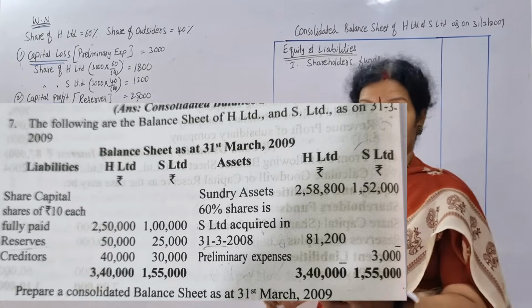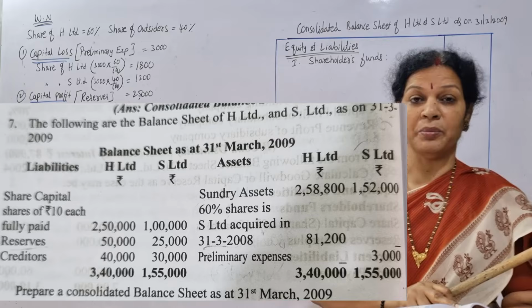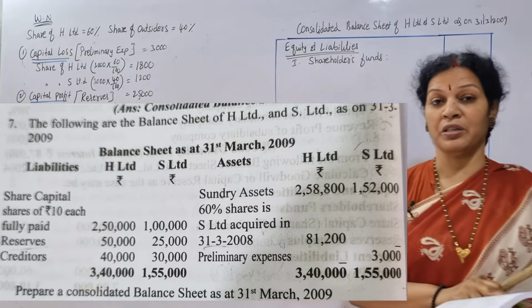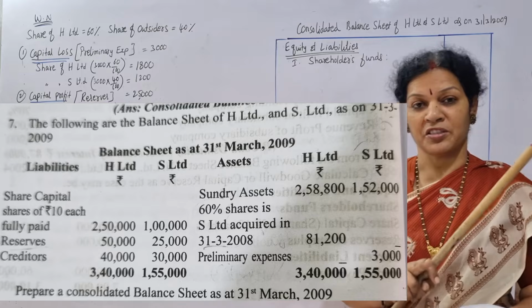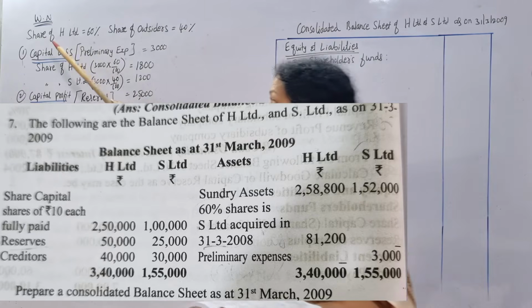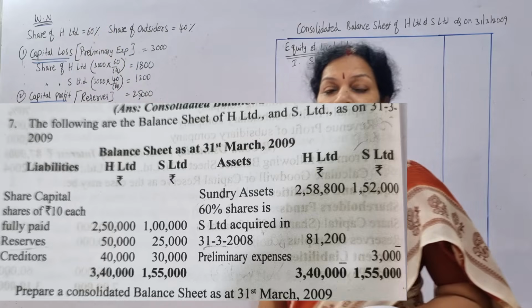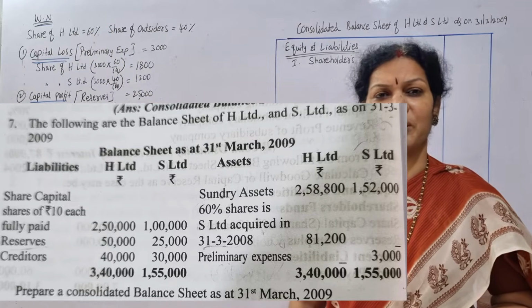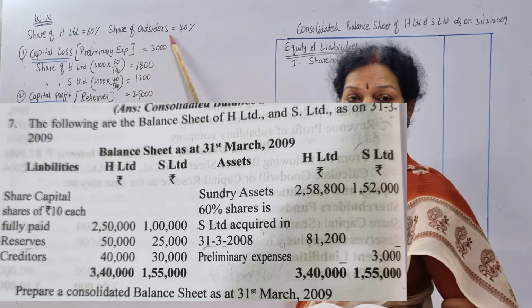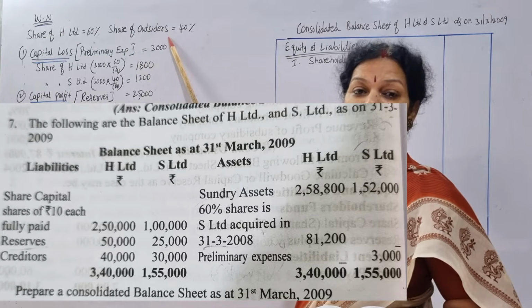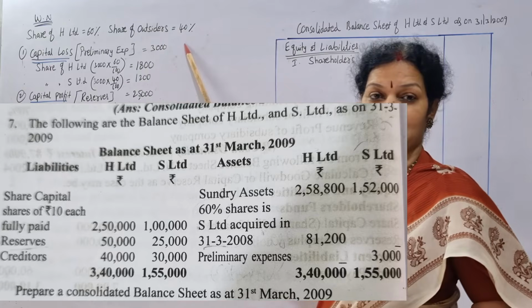First of all, remember that the shares of H Limited are 60% only. In the problem it is given that 60% of the shares were purchased by H Limited. 60% only, so that point I am writing. The shares of H Limited are 60% only. What about the 40%? 40% is outsiders, isn't it? So shares of outsiders means interest of minority. Shares of outsiders are 40%.